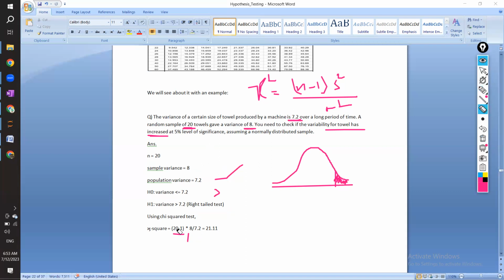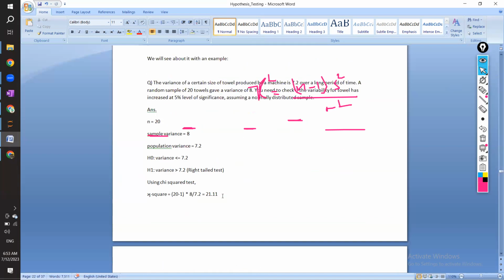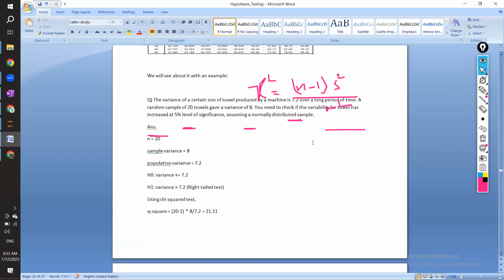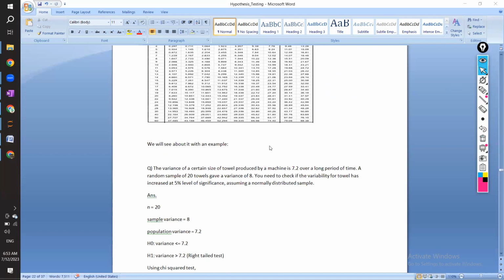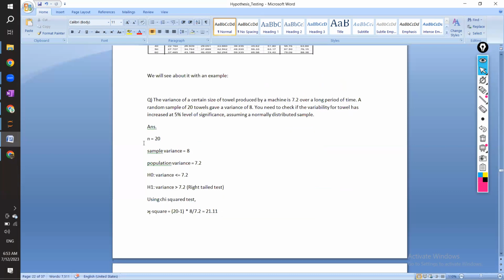Agree? So once you put the formula in, you get the chi-square as 21.11. What do we need in the chi-square test? We need two things, guys. One is the chi-square, and the second is the critical value. Are we good till this point? Did you follow this example? Yes, Santosh. Yes, sir. Okay, fine.